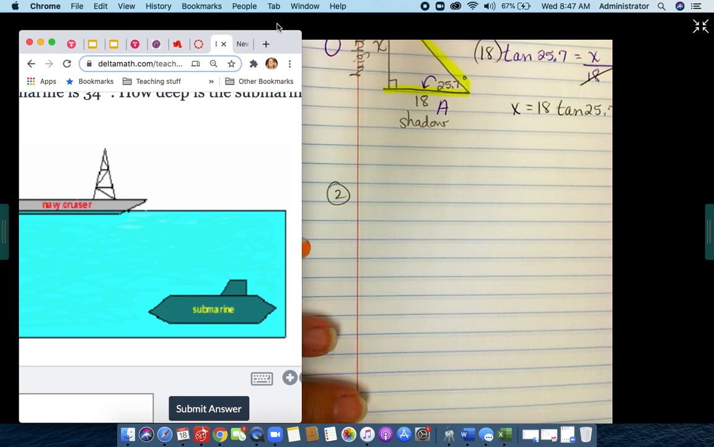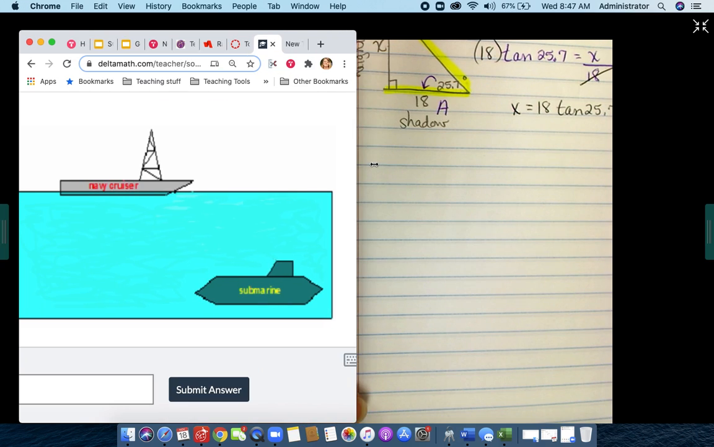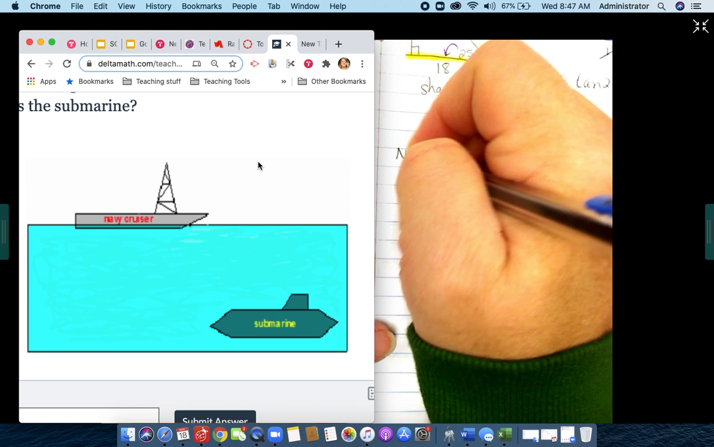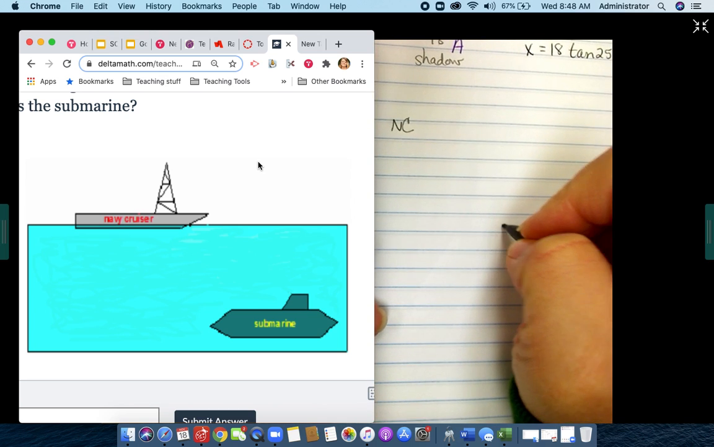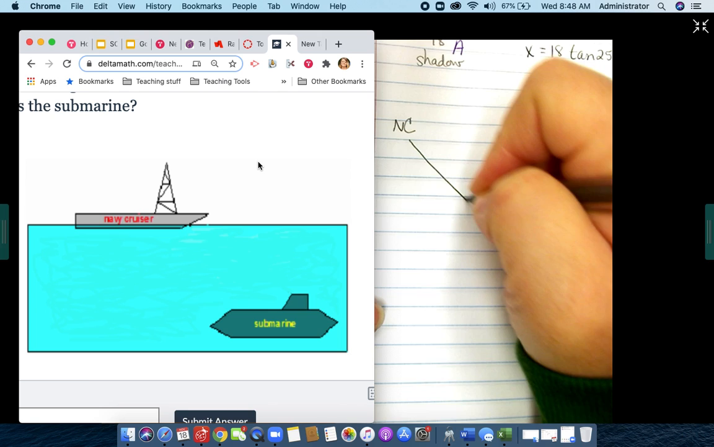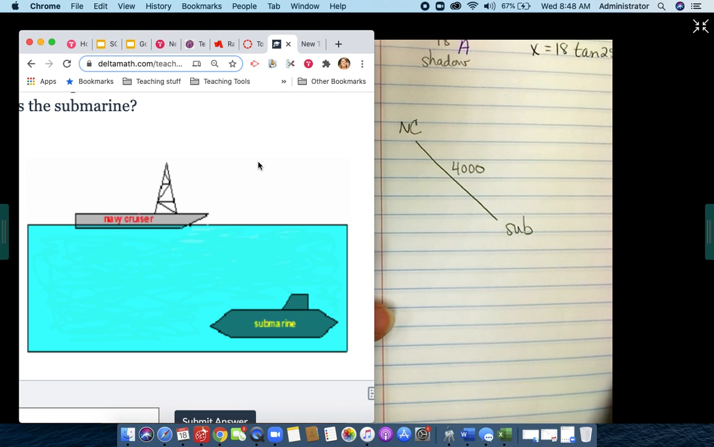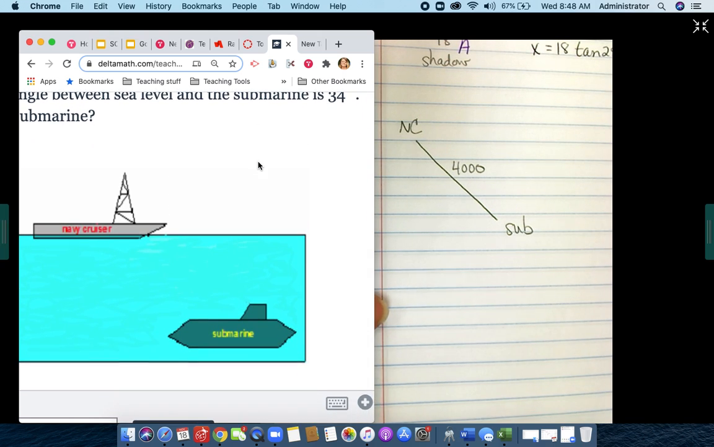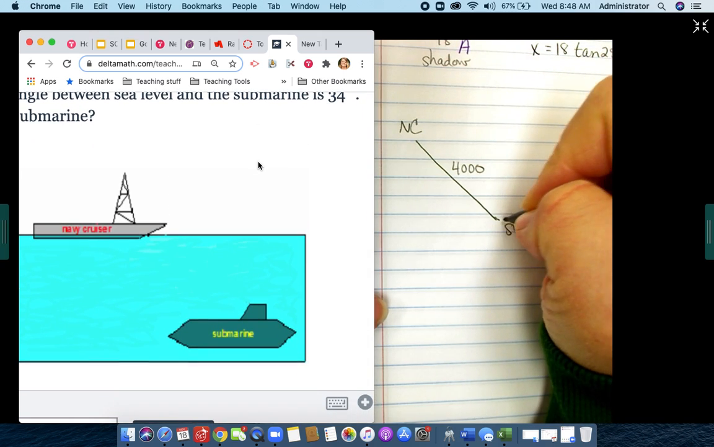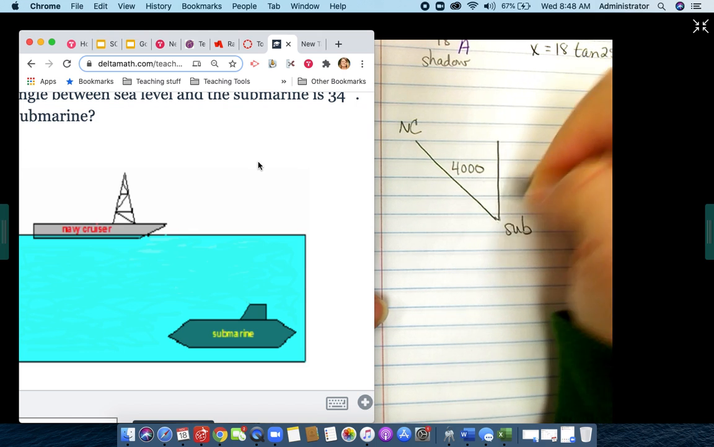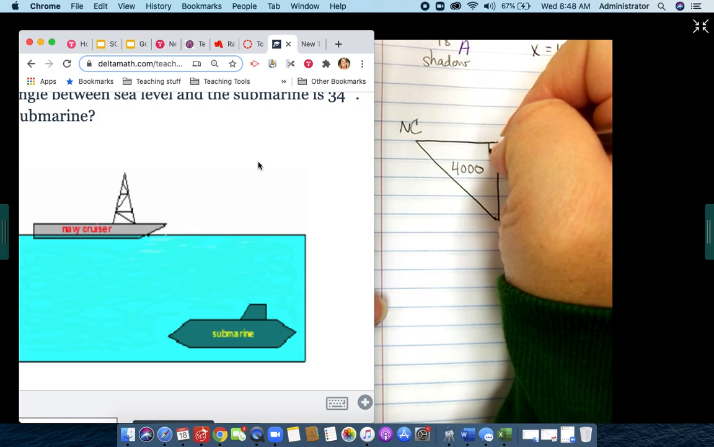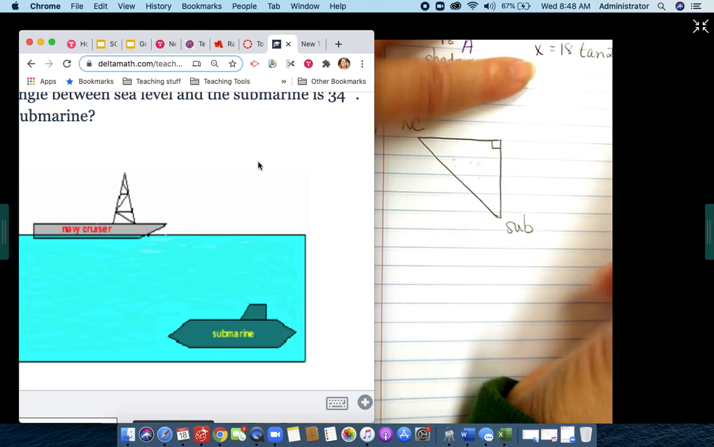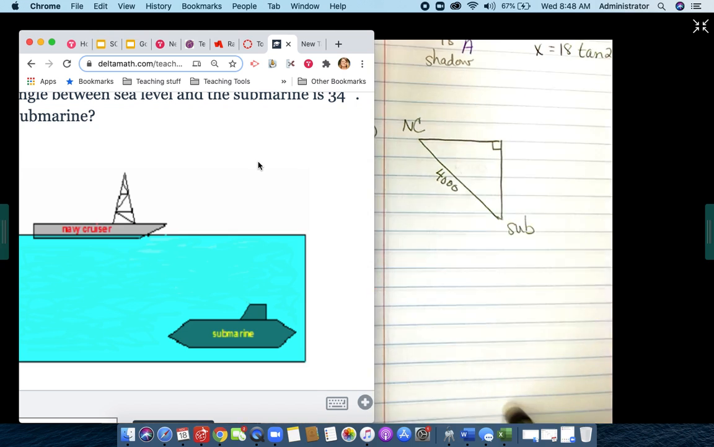So again, for number 2, I'm just going to draw, I'll put NC for Navy cruiser. You've got this submarine down here. The distance from here to here is 4,000 feet. And it's asking you how deep is the submarine. So how deep is it? So from here to here, sea level to here, how deep is that submarine? So therefore my right angle would be up here. So if that 4,000 seems confusing, we can always move it out here on this side of the triangle.